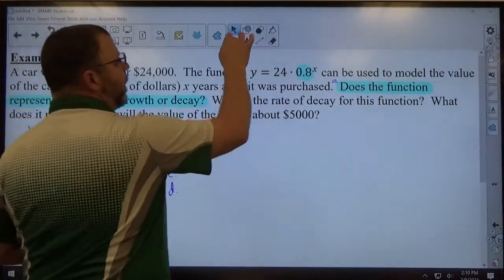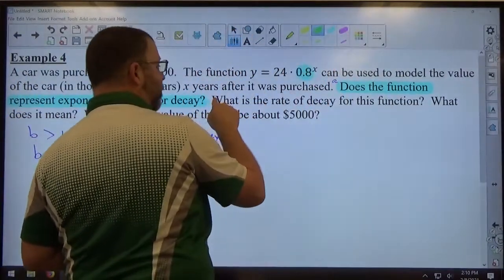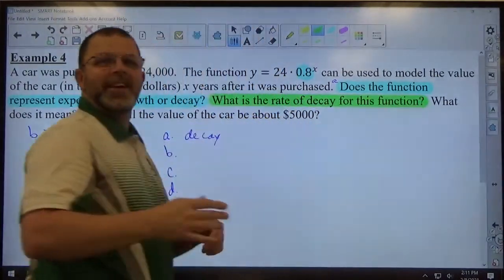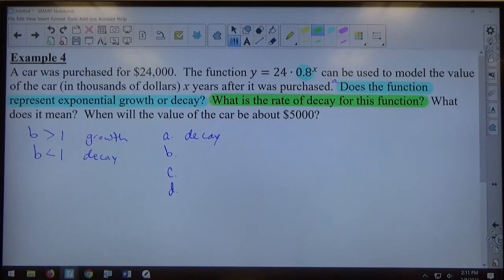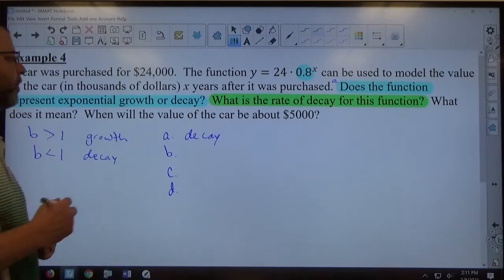All right, question B. If we didn't know it was decay, the second question, what's the rate of decay for this function? So they're kind of giving it away in the second question, right? But again, that verifies it: hey, look, it said decay, that's right, so we're good. All right, so part B. What is the rate of decay for this function?